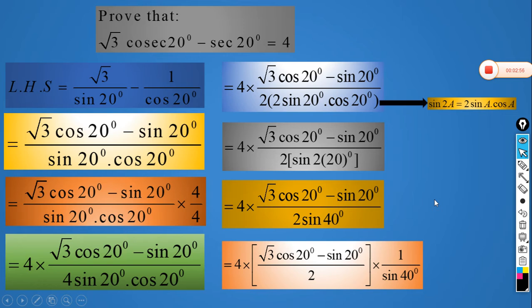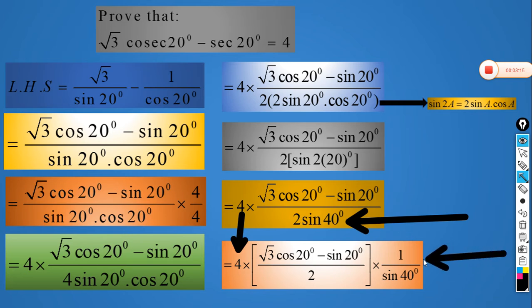So in this step, I write down the 4 as it is. This 4 is just written as it is. The remaining terms, root 3 cos 20 minus sine 20 divided by 2, is written inside the big bracket, where this sine 40, which is there in the denominator, is written as into 1 over sine 40 degree, because I do not want to change any of this. So the thing which is inside the big bracket now is subject to change now.